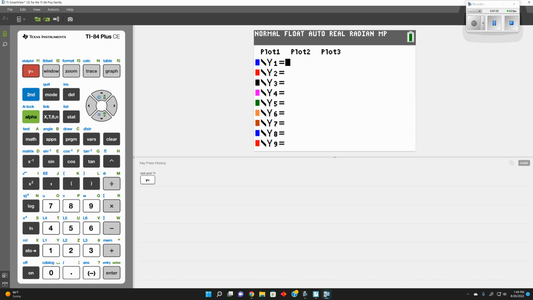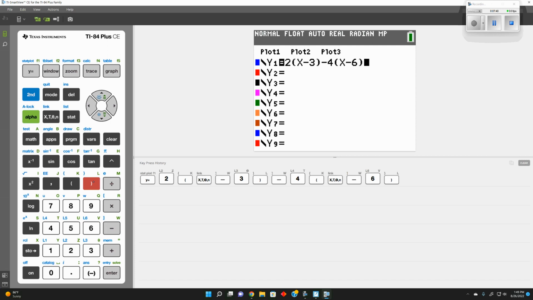So I can pull up y equals and say 2 parentheses x minus 3 close parentheses minus 4 parentheses x minus 6 close parentheses minus 7x, yes? Which seemed like a funky thing to do, yes? Now what did we say this was equal to? 0. So if I graph it, I'm trying to see where the y value is 0. Zero is when it crosses the x-axis, yes?